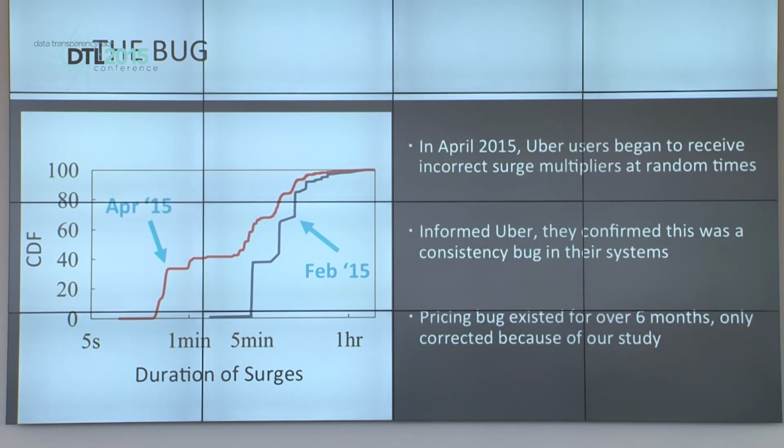The practical impact of this is that we saw users essentially getting random surge multipliers at random times, and we couldn't figure out why. So we talked to Uber, and it turns out that this was a consistency bug in their system that was giving people incorrect prices. This was going on for 6 months until we told them and they finally fixed it. So again, high impact.